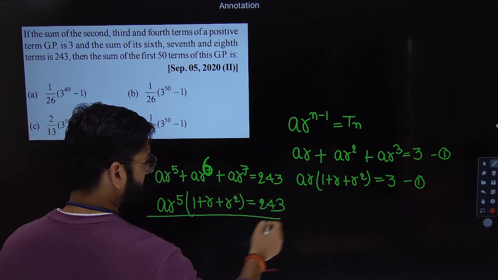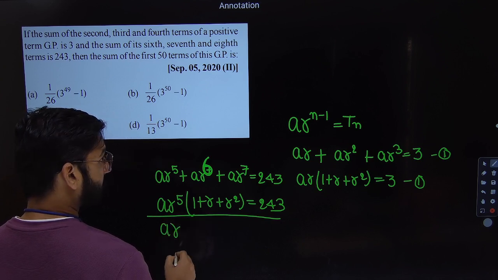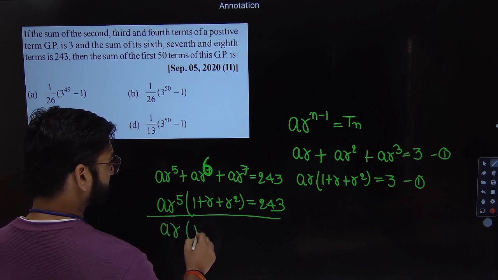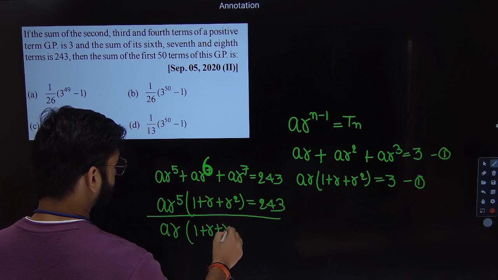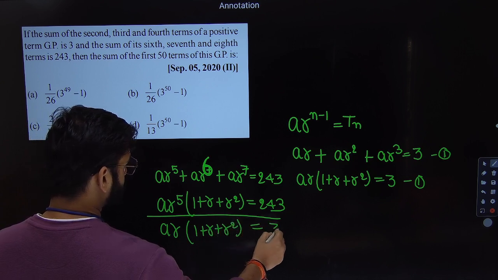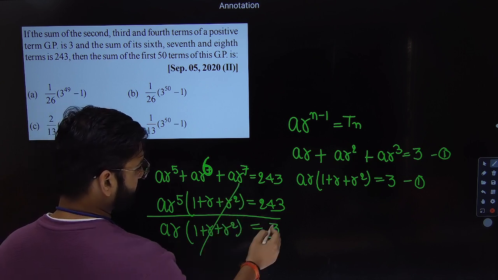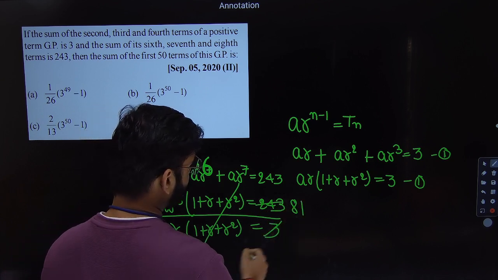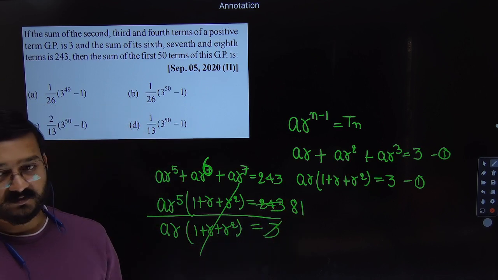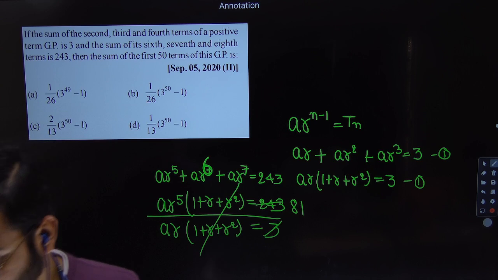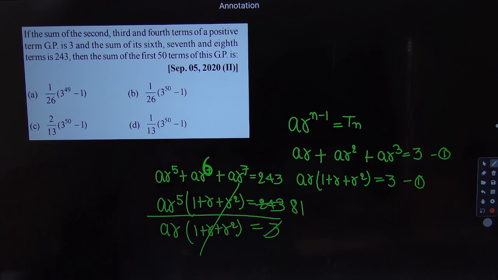Divide both. So 1 plus R square will get cancelled. So this will be how much? 81. Fine. R to the power 4 will be 81. So what will be R? 3. So simple question you can solve after this, right?